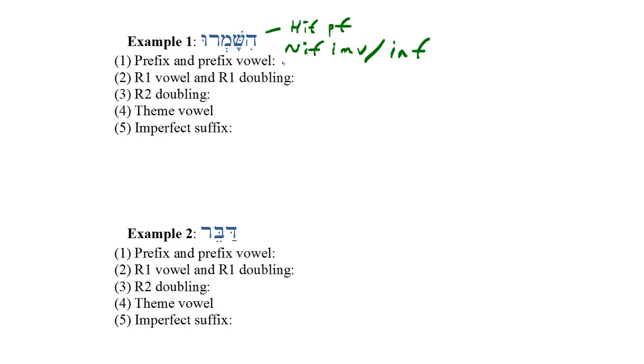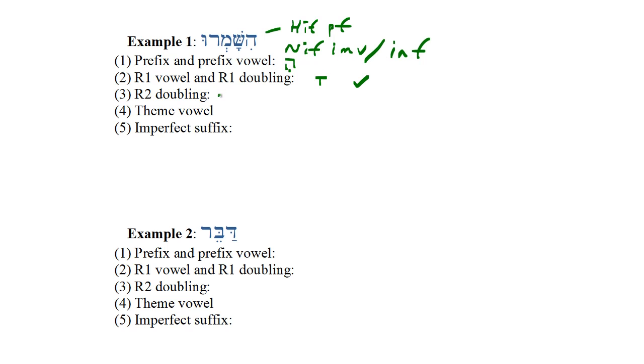So the prefix here is a hey with a hirik, and we look now at R1 vowel and R1 doubling. The R1 vowel is a qamets, and there is doubling. So we have R1 doubling. This indicates then that we have a nifal. So clearly hiphil perfect does not work here, and now we're looking at either an imperative or an infinitive.